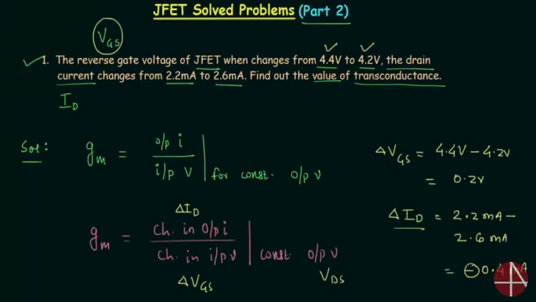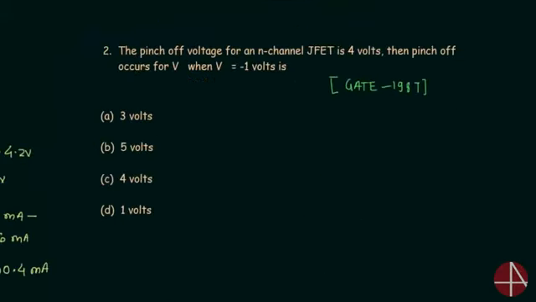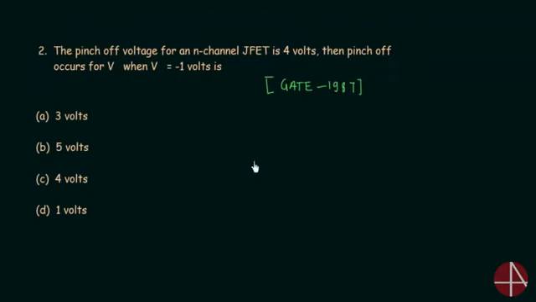We will solve problem number 2. Problem number 2 is a very easy but conceptual problem. You do not require any mathematical calculations, but if you know how a JFET works, then you can easily find the correct option. In this problem, the pinch off voltage for an n-channel JFET is equal to 4 volts. This means VP is equal to 4 volts.